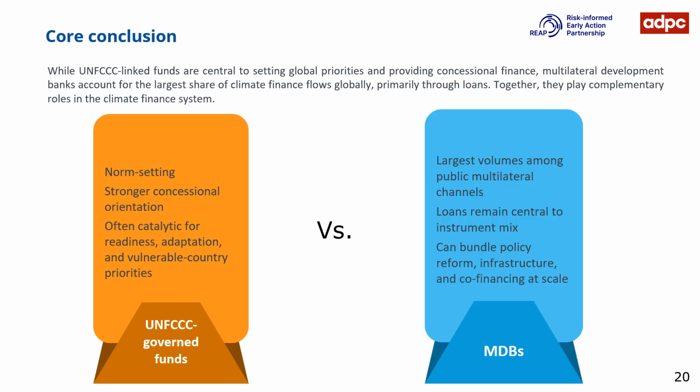These roles are complementary. A country may use readiness support from a climate fund to strengthen pipelines, GCF or adaptation fund resources for adaptation programming, and MDB finance for larger-scale infrastructure or contingent credit.